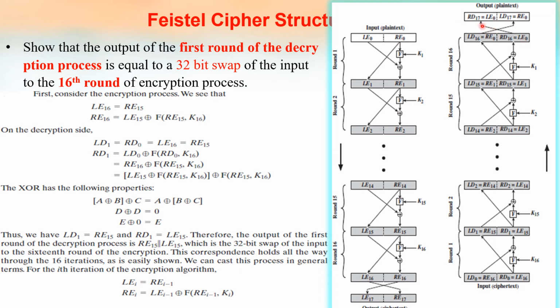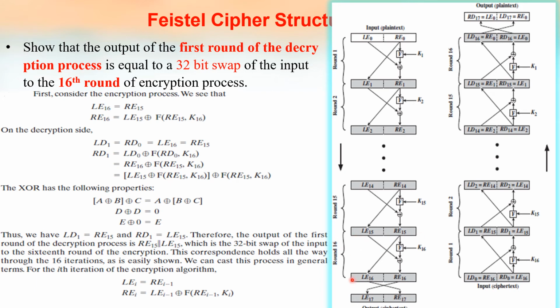This LE0 comes here and RE0 comes here after the 16th round of the decryption. So we have to prove this, that is at each stage the values are same except that the two halves are interchanged in each of the rounds. In order to prove that, we can consider one round. This example we can take, that is this one, LE15, RE15, and here it will be the output of round 1 of decryption, which will be RE15, LE15. That thing we have to prove.